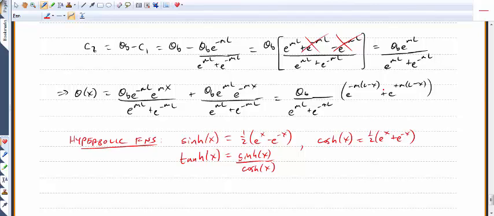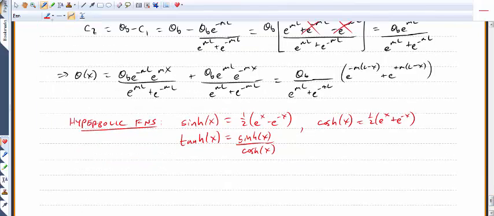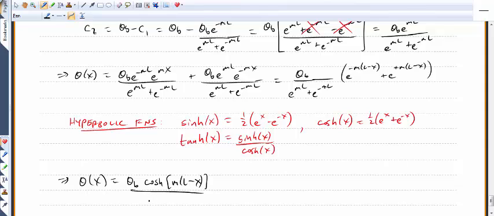So, if you look at the function here up top that we've gotten for our exact solution, you can see that there's a plus ml and a minus ml in the denominator, and a plus m(l minus x) and a minus m(l minus x) in the numerator. So therefore, there's going to be coshes for both the top and the bottom. So our exact solution can be simplified as theta sub b times cosh of m(l minus x) divided by cosh ml.